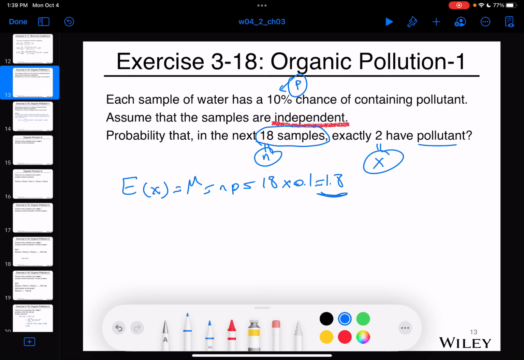And again, similar to the experiment of rolling a die, where the average number that we get is 3.5, here the number is fractional, right? So it's impossible to have 1.8 samples that have pollutants, because the number must be an integer, right? We either have 1 or 2 or 3 or some other number. So the probability of having 1.8 samples is 0, right? This number means on average, how many samples do you expect to have pollutants, right? Any questions? Okay.